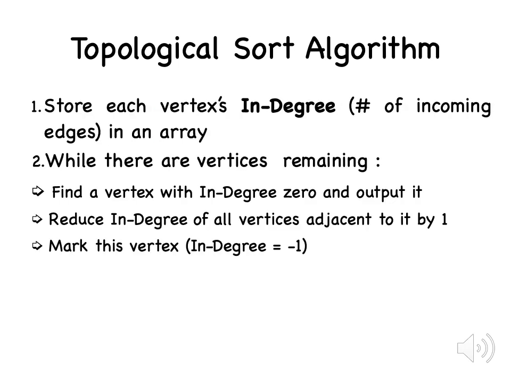Now, just for summarizing: store each vertex's in degree of incoming edges in an array. While there are vertices remaining, find a vertex with in degree 0 and output it. Reduce the in degree of all vertices adjacent to it by 1. Mark this vertex. This is the algorithm. So, this is how it goes.